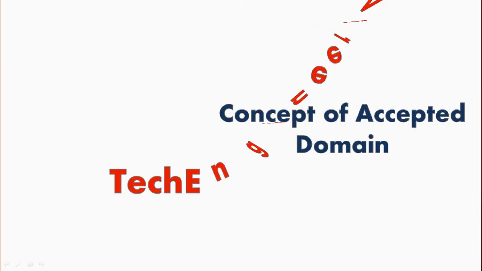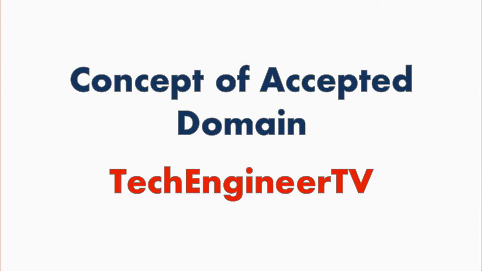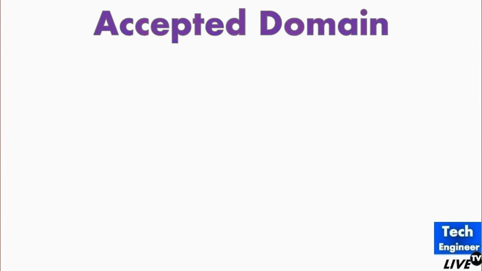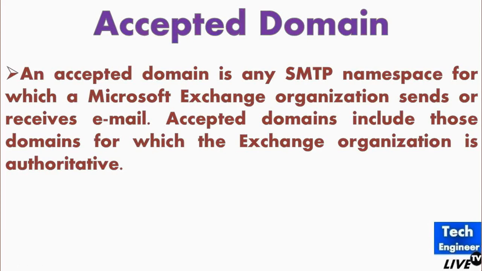Hello there, in this tutorial I'm going to discuss the concept of accepted domain. So what exactly are accepted domains? An accepted domain is an SMTP namespace for which a Microsoft Exchange organization sends or receives email. Accepted domains include those domains for which the Exchange organization is authoritative.